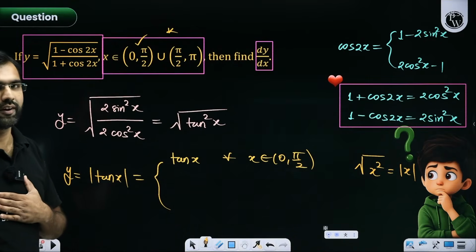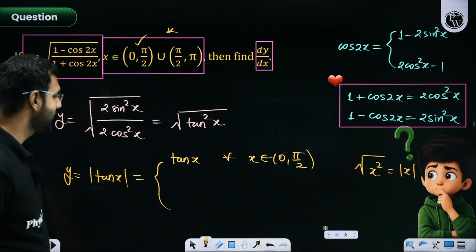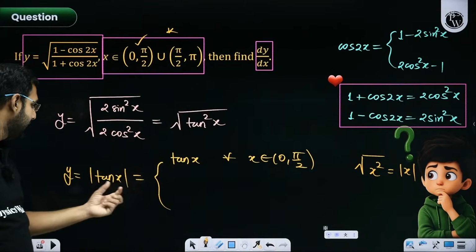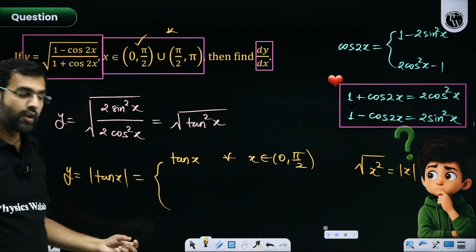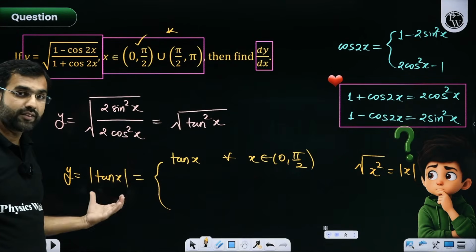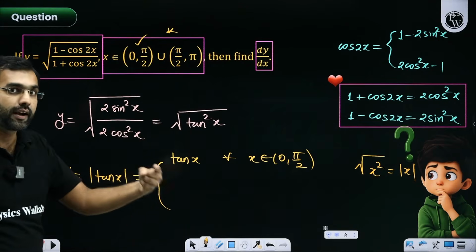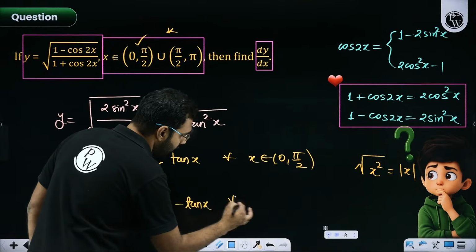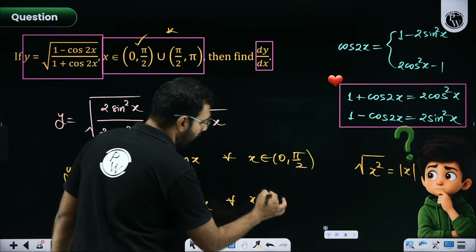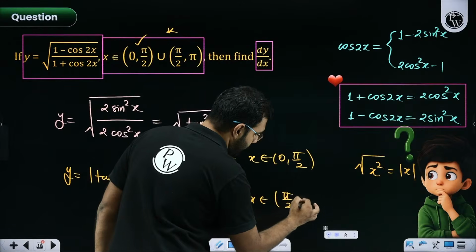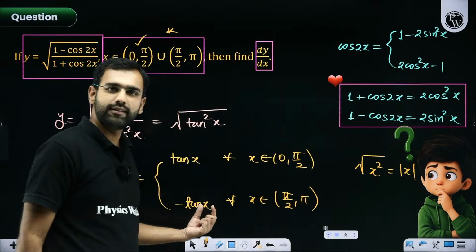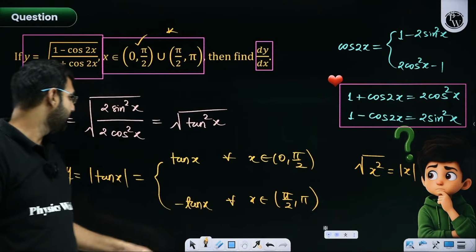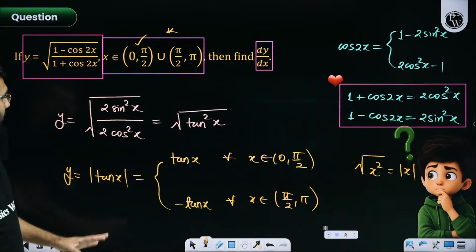But here I know that from pi by 2 to pi, tan x is clearly negative. So if tan x is clearly negative, when mod gets removed, to keep it positive, I'll put a negative sign. So it will become minus tan x. Are you all getting it? So in that case, x went from pi by 2 to pi, which means when tan x is in the second quadrant, it has to be clearly this. Everybody with me so far?